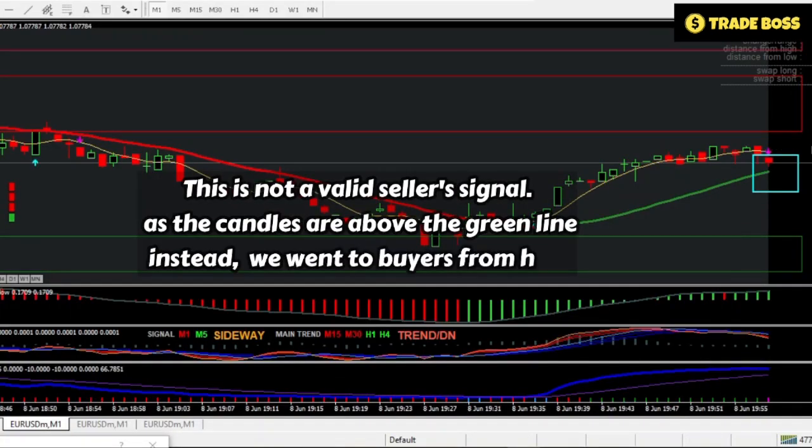This is not a valid seller signal, as the candles are above the green line. Instead, we went to buyers from here.